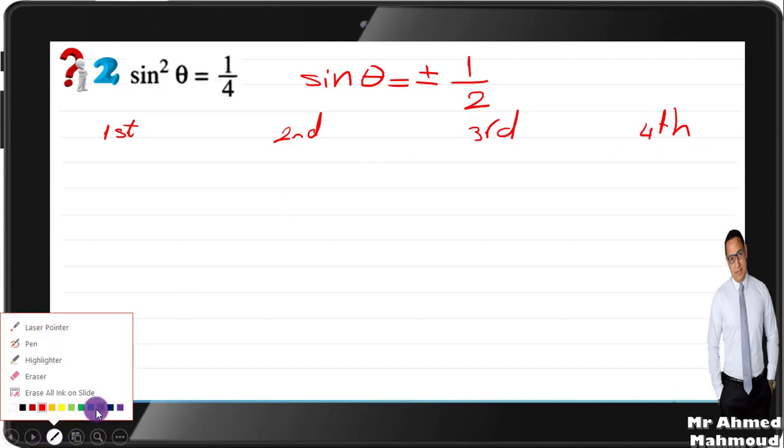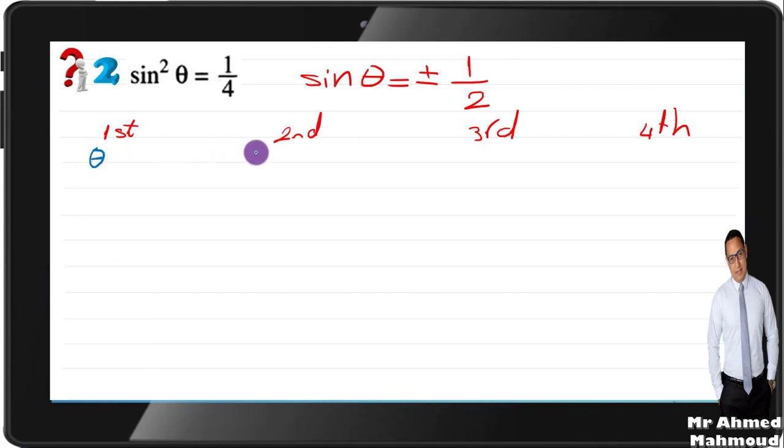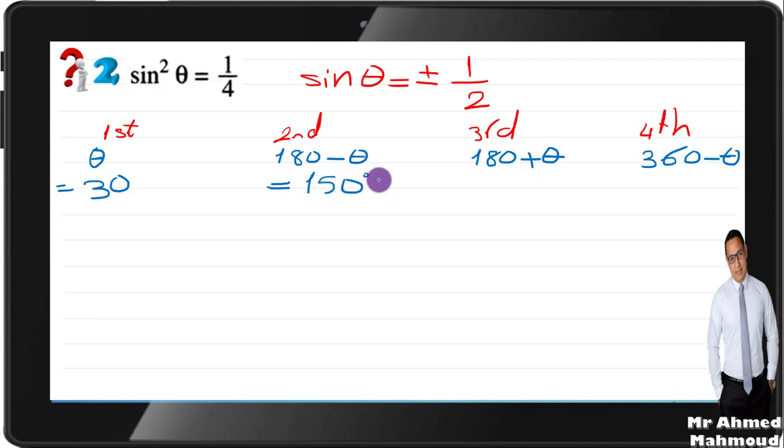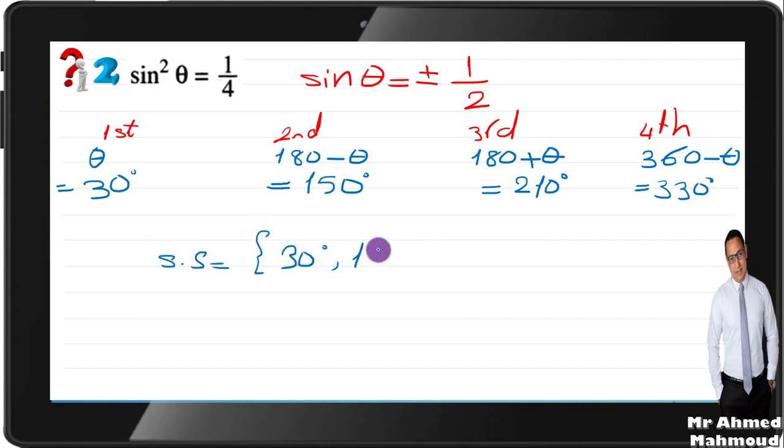Okay, in the first it is equal to theta. In the second, 180 minus theta. In the third, 180 plus theta. In the fourth, it's 360 minus theta. Theta equals shift sine half. Again, shift sine half equals 30. And here, 180 minus 30 equals 150. And here, 180 plus 30 equals 210. And here, 360 minus 30 equals 330 degrees. So, the solution set equals 30, 150, 210, and 330 degrees. Okay.